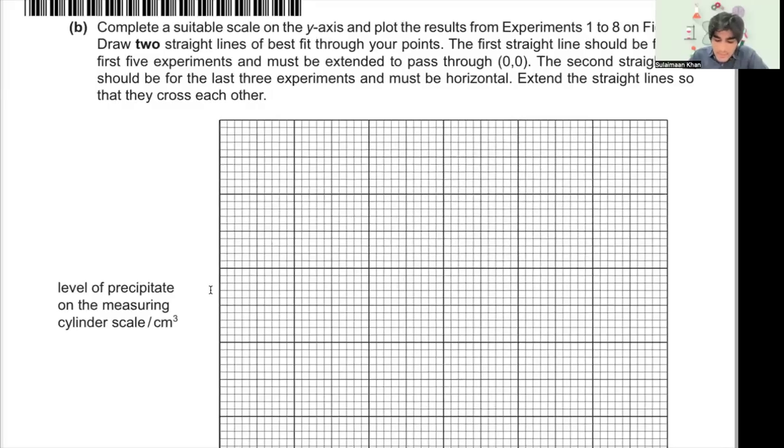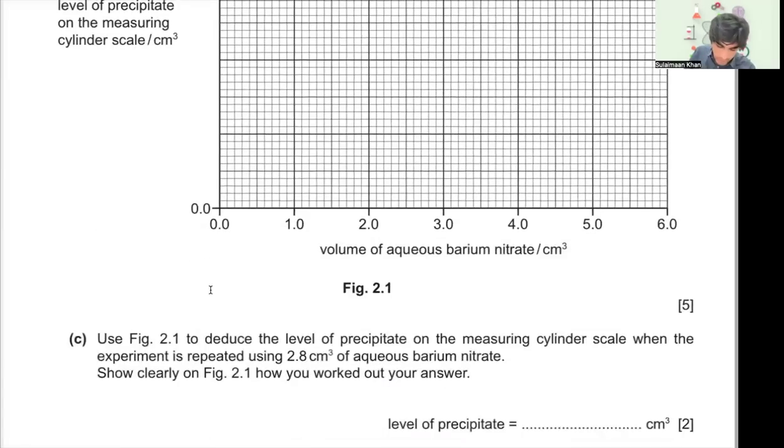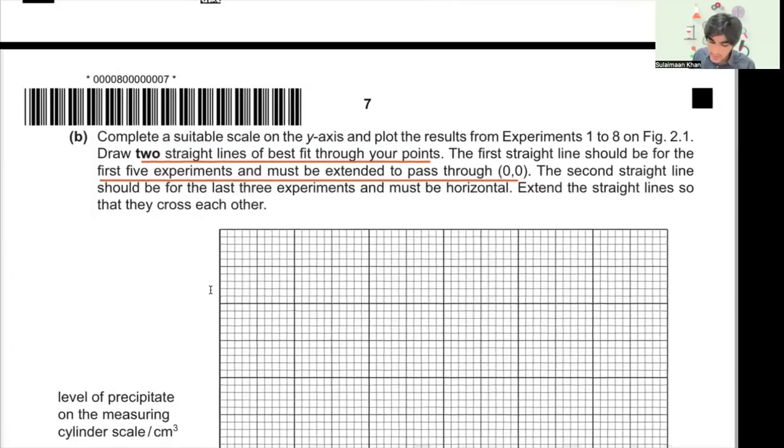Now complete a suitable scale on the y-axis and plot the results from experiments 1 to 8 on figure 2.1. Draw two lines of best fit through your points. The first straight line should be for the first 5 experiments and must extend to pass through 0, 0. So one point should be right here at 0, 0. The second straight line should be for the last 3 experiments and must be horizontal. Both would be best fit lines. Extend the lines so that they cross each other. Now let's talk about it.